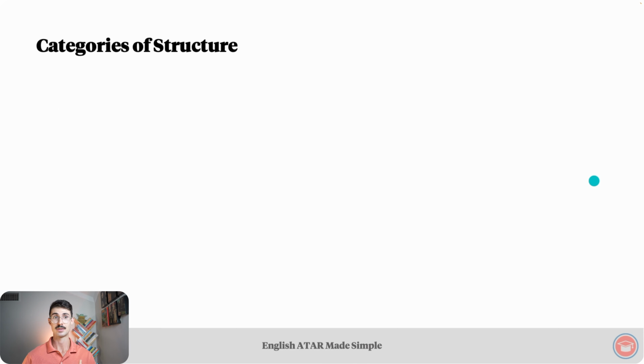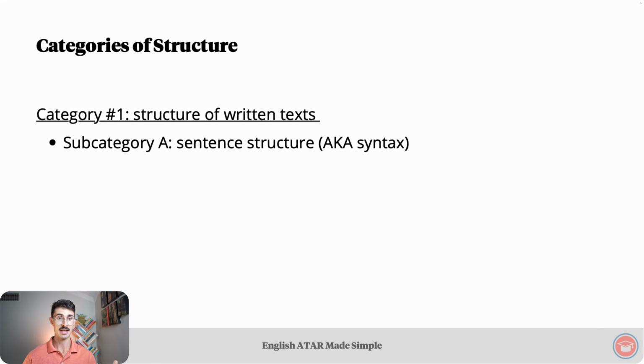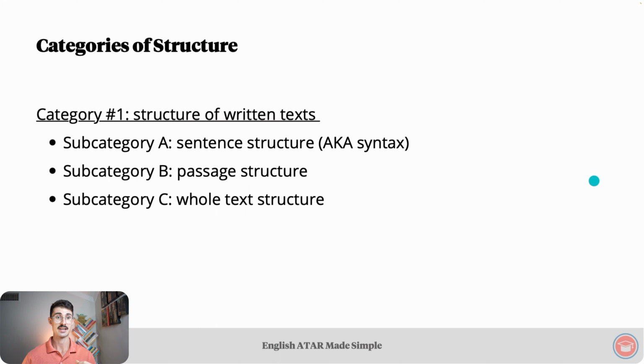Then we discussed the definition of structure, and we learnt that it just means how information is organized in a text. After that, we looked at categories of structure, and we learnt that category 1 is the structure of written text, and subcategory A within that is sentence structure, aka syntax, and that just means the arrangement of words in a sentence. Subcategory B is passage structure, and this refers to how information in a short extract or paragraph is organized. Our example is a TEAL body paragraph. And subcategory C is whole text structure, and this refers to how all the information in a text is organized. And our example of this for a written text is introduction, body paragraphs, and conclusion.